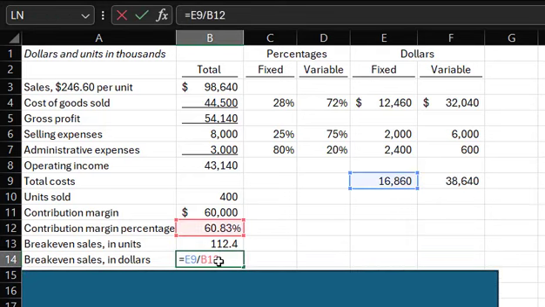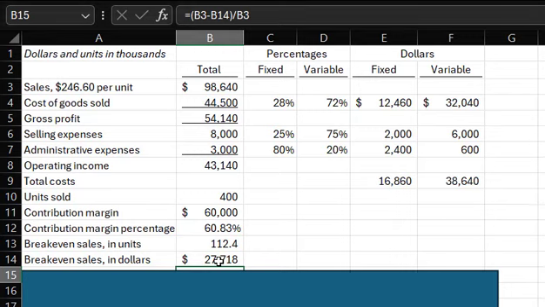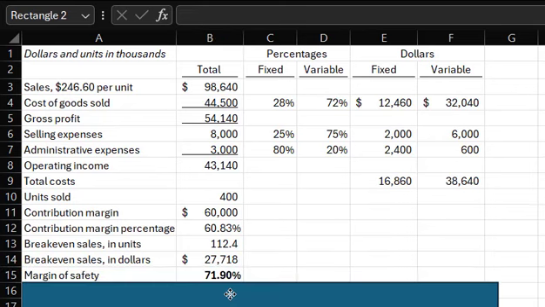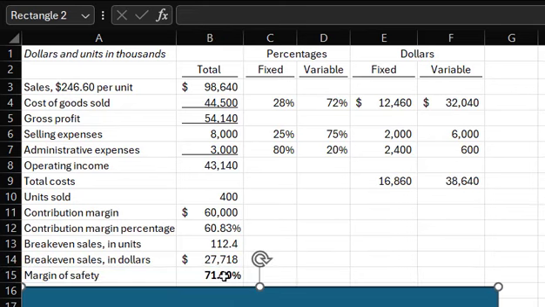Okay? So from there, if you wanted to calculate break-even in dollars, this would be an alternative. You could take the total fixed cost again, 16,860, and divide it by the contribution margin percentage, which we previously calculated. Okay, so now we know break-even sales in dollars was 27,718,000.